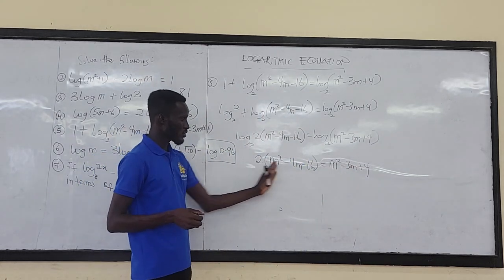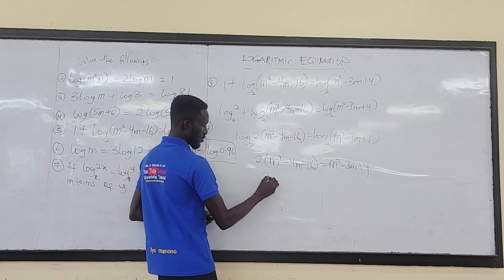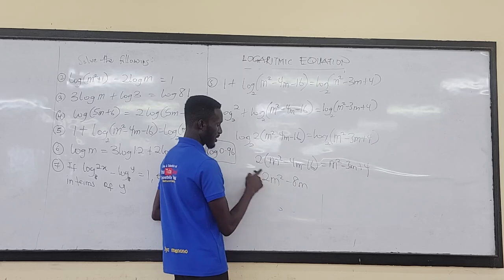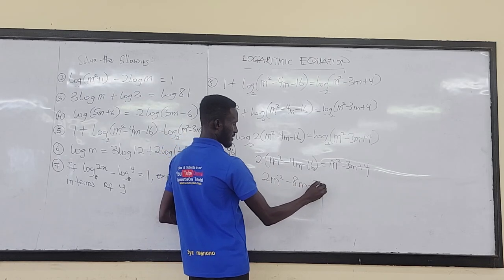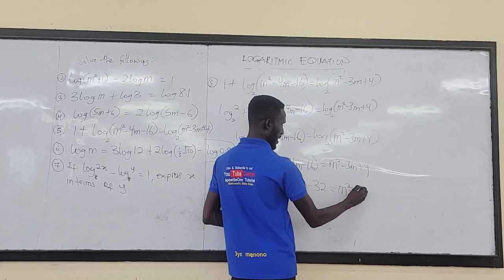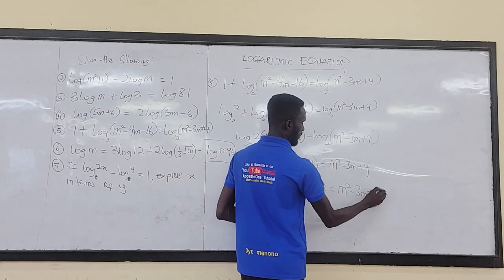Yeah. Now let's use the 2 to multiply. We have 2m squared. 2 times 4 will give us 8m. Now 2 times 16 will give us 32. Now equal to m squared minus 12m plus 4.